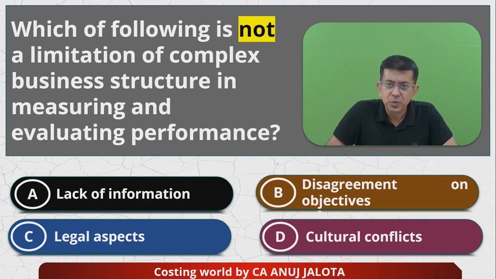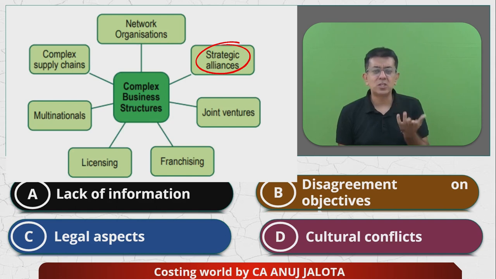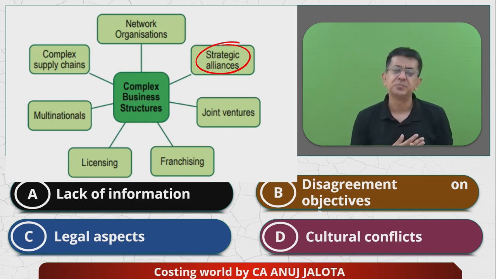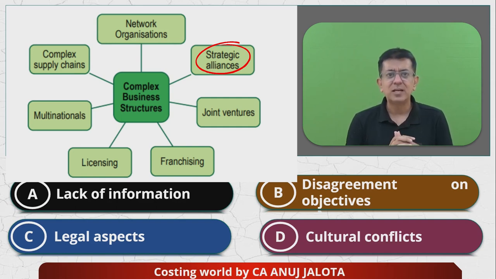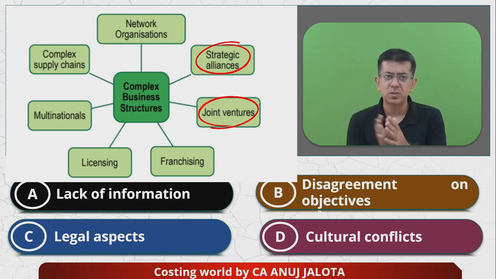Now, what is a complex business structure? To give you some examples, the basic one is strategic alliances. In India, there was a company called Fiat. Everybody will know about that. They had a strategic alliance with Tata. Strategic alliance doesn't mean a partnership. It means that you give something and we give something in return. Joint venture is basically a partnership for a temporary period to accomplish some objective.